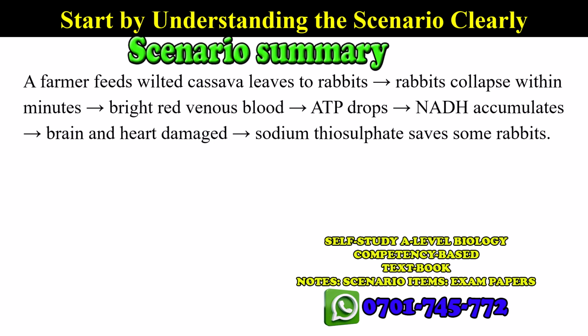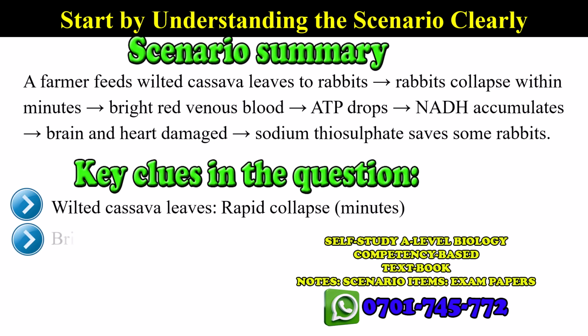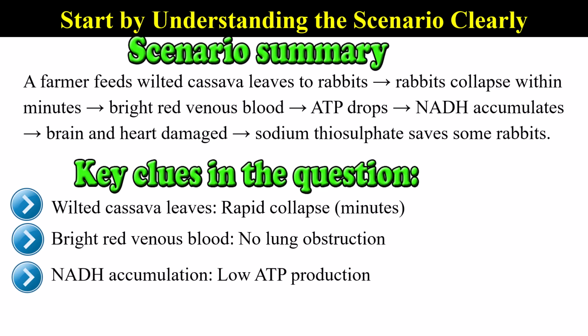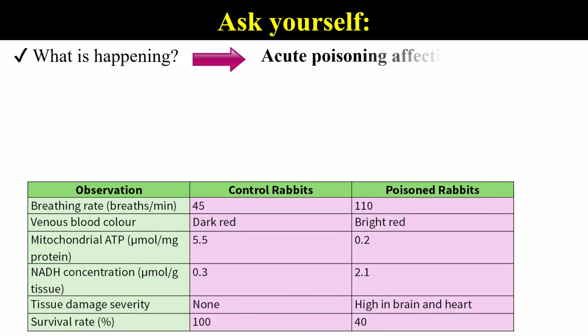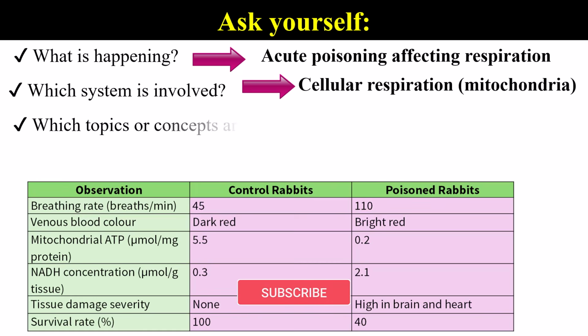rabbits. Key clues in the question: wilted cassava leaves, rapid collapse within minutes, bright red venous blood, no lung obstruction, NADH accumulation, low ATP production, brain and heart most affected. Ask yourself, what is happening? Acute poisoning affecting respiration. Which system is involved? Cellular respiration, mitochondria.